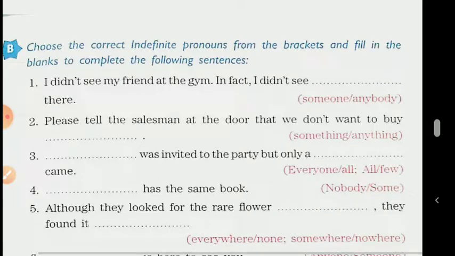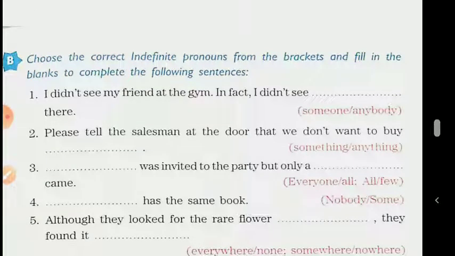First, I didn't see my friend at the gym. In fact, I didn't see dash there. अब someone है, anybody है. अब आपको someone और anybody ये दो indefinite pronoun दिए, इनमें से choose करना है. So I didn't see my friend at the gym. मेरा friend तो था नहीं. In fact, I didn't see someone. Someone कैसे होगा? Someone तो किसी मतलब we are talking about, but यहाँ पे कोई भी नहीं हमको दिखा. तो for that we'll be using anybody.